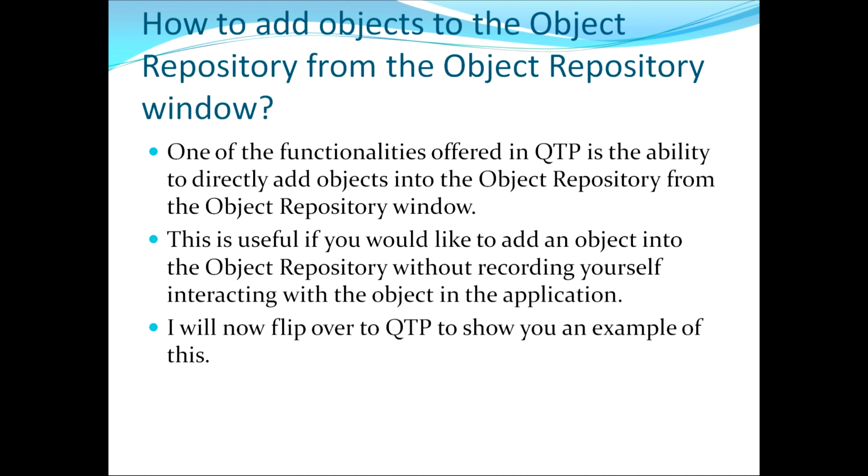This moves us to the topic which asks the question, how to add objects to the object repository from the object repository window. One of the functionalities offered in QTP is the ability to directly add objects into the object repository from the object repository window. This is useful if you would like to add an object into the object repository without recording yourself interacting with the object in the application. I'll now flip over to QTP to show you an example of this.